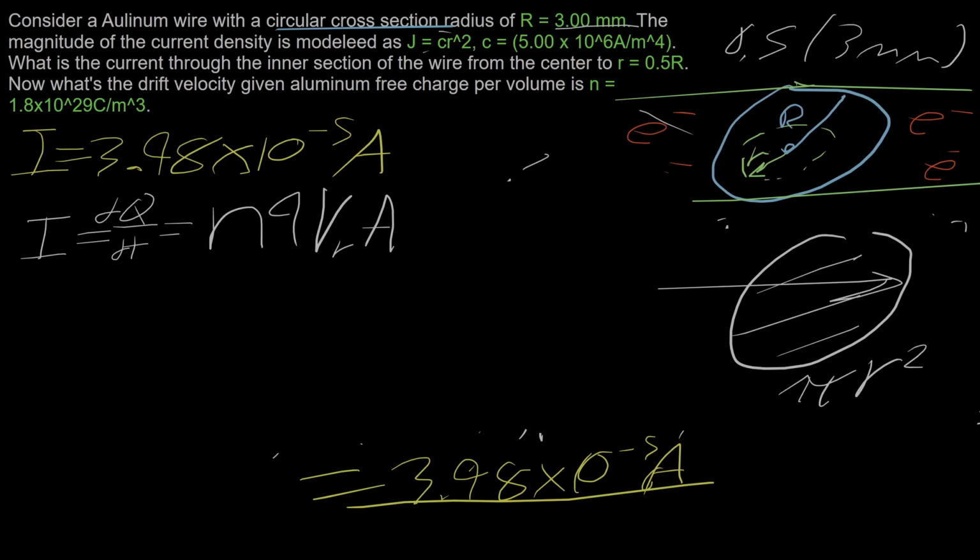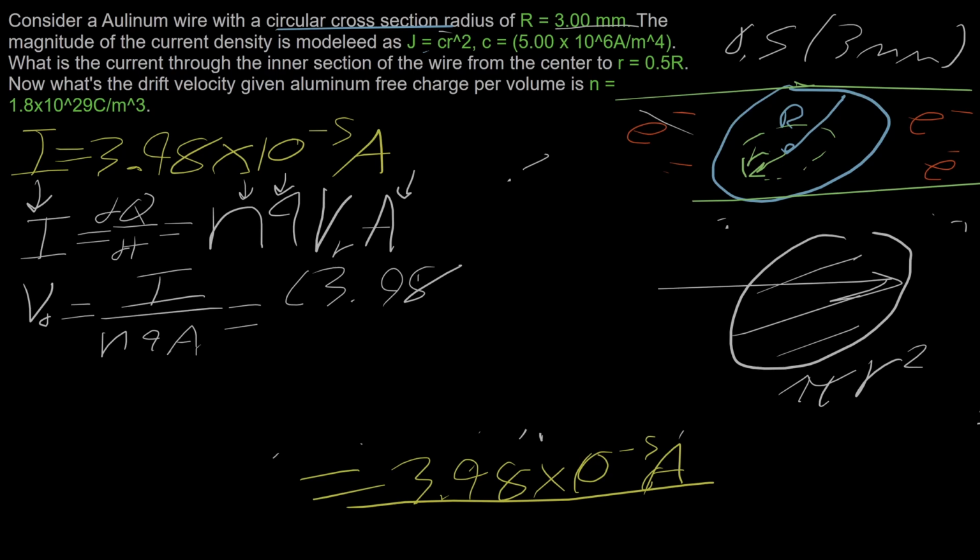And as we'll see here, we know all these variables now. We know n, we know q, we know our area because we know the radius, and now we also know the current. So now we can just rearrange these to solve for our v of drift velocity, which is equal to current divided by our free charge density times q times our area. And that's just going to leave us here with what we need to calculate.